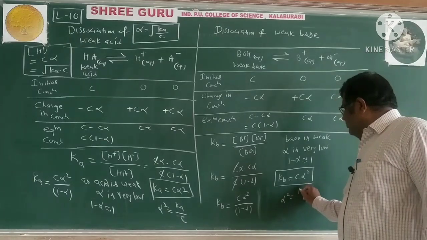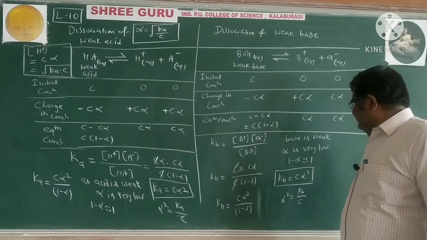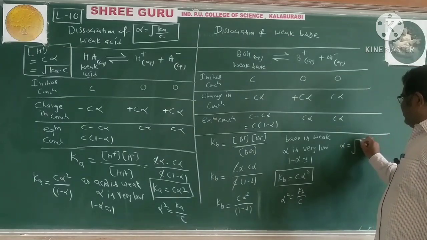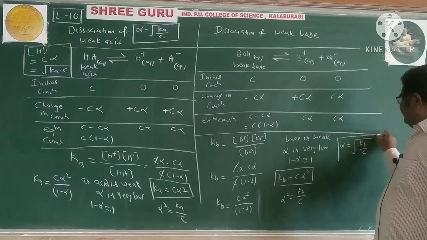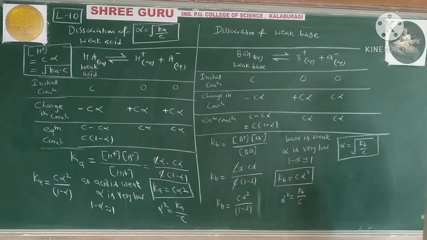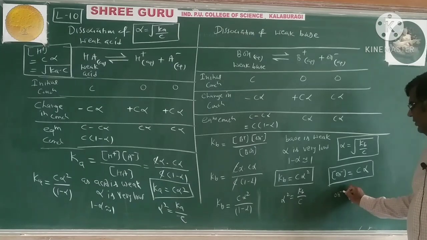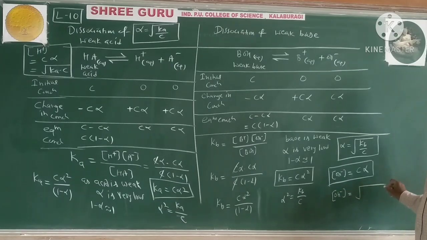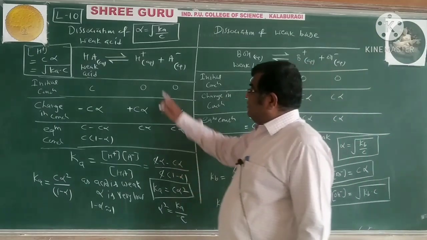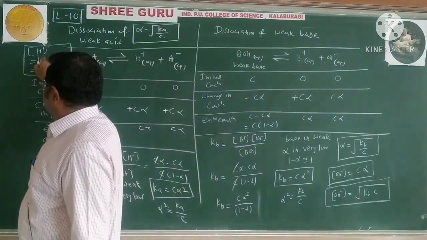Alpha square is equal to Kb by C. That's why alpha is equal to square root of Kb by C. And OH negative ion concentration is equal to C alpha, where concentration is given. Or OH negative ion concentration is equal to square root of Kb into C, molar concentration. So these are the four results here.